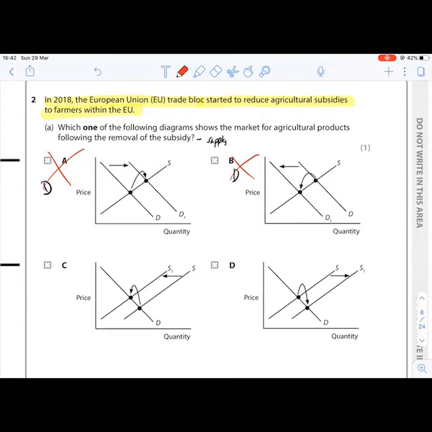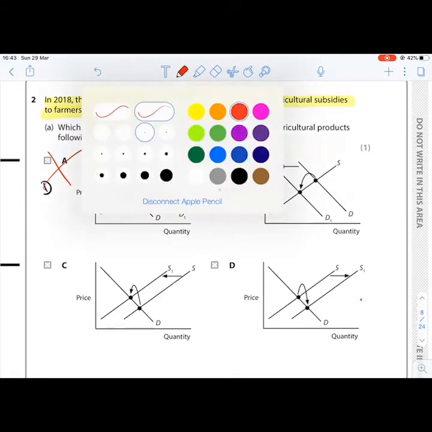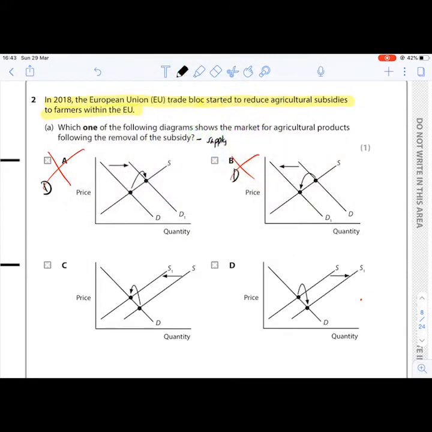Okay, so subsidies, they are there to help firms. So if a firm receives a subsidy, they are more willing and more able to supply products to the market. So there would be a shift to the right. That would be D. But in this particular case, the subsidy has been removed. This means that firms will be less willing and less able to supply products to the market. Therefore, there will be a decrease in supply, a decrease from S to S1. Therefore, the answer is C.